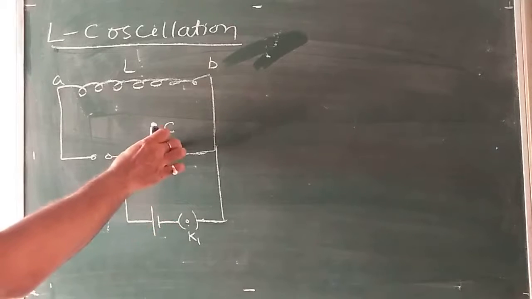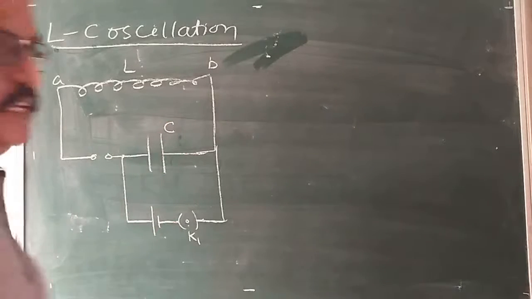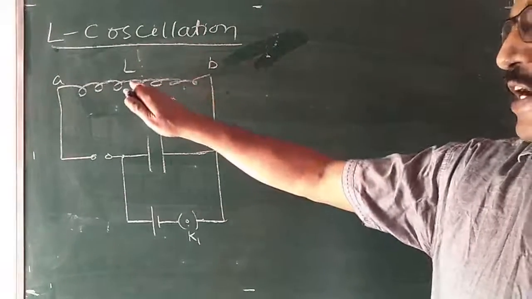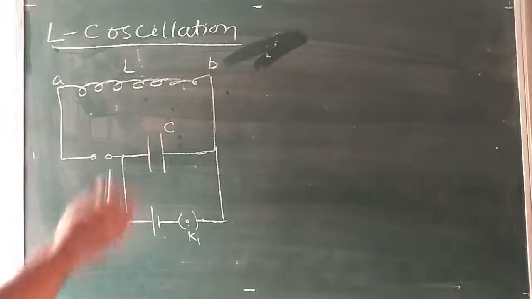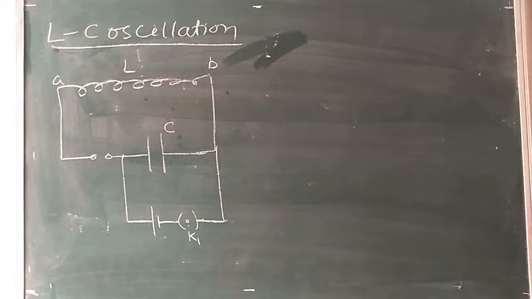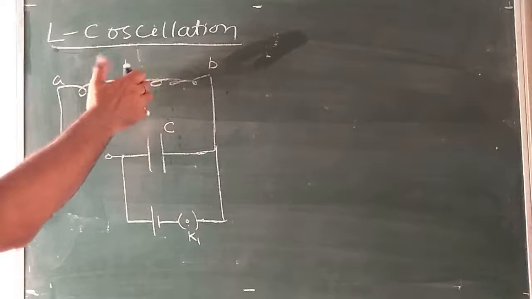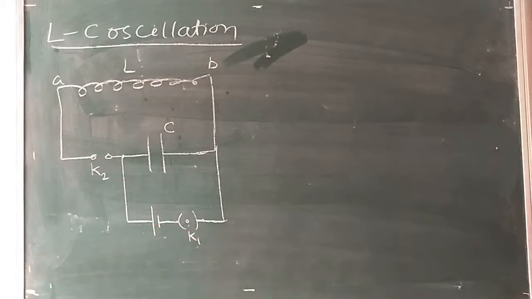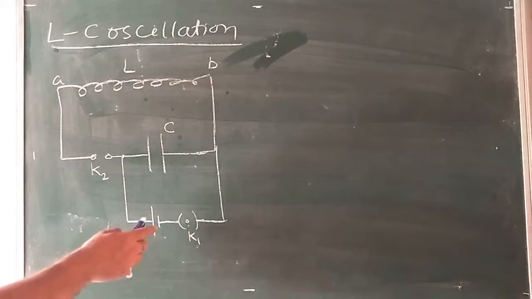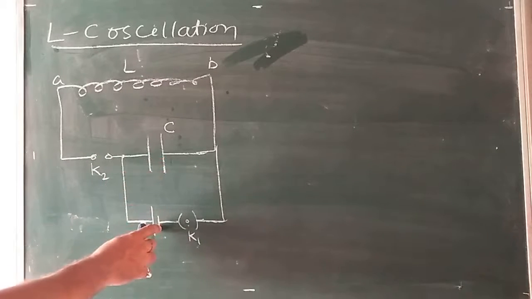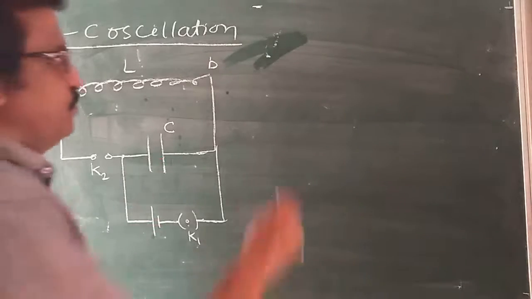The capacitor of capacitance C is connected to an inductor of inductance L. We can see here both are connected through a key K2. Say this is K2 and this is K1. A cell is connected to the capacitor C through a key K1. This is our circuit diagram.